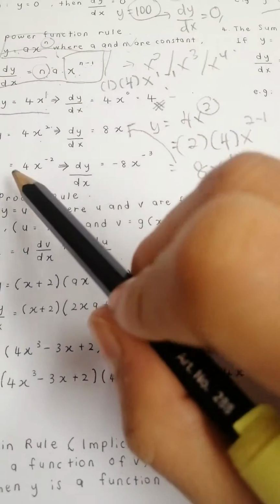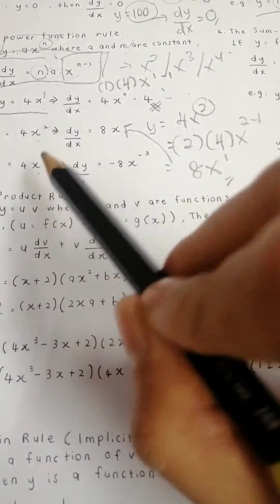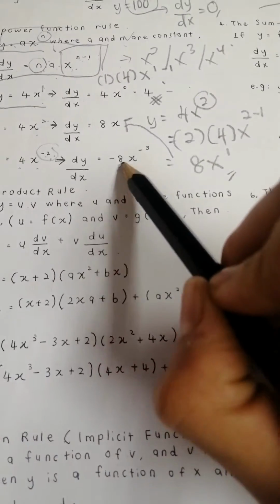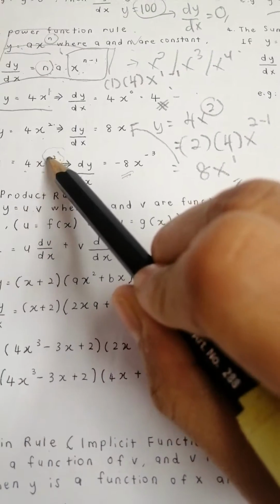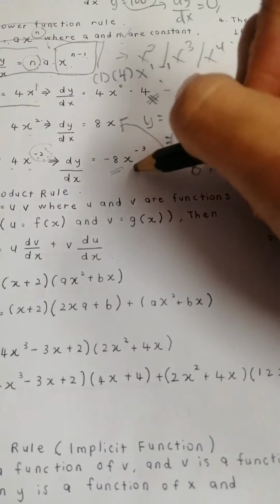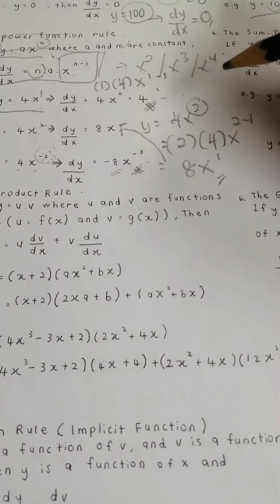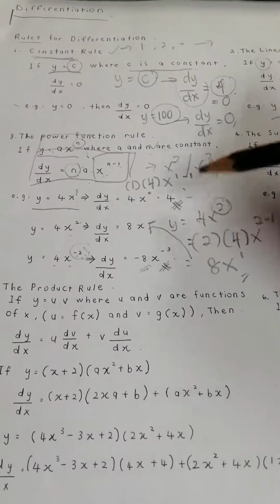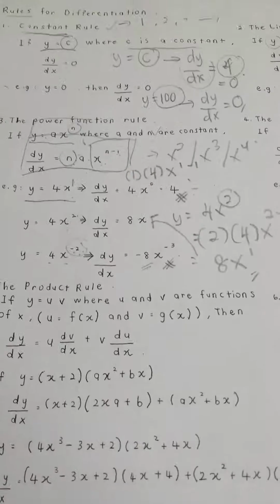Okay, the last one, y equal to 4x power negative 2. So negative 2 multiply with number of 4 become negative 8. X power of negative 2 minus 1 will be negative 3. So ini adalah jawapan untuk the power function rules. So hari ini kita belajar the 3 rules, which is constant rules, linear function rules and power function rules. Terima kasih.